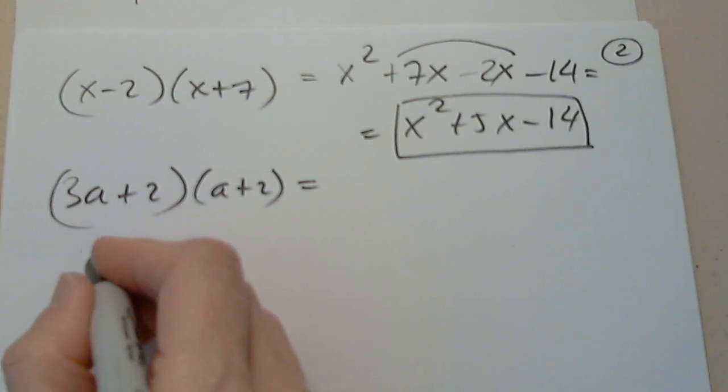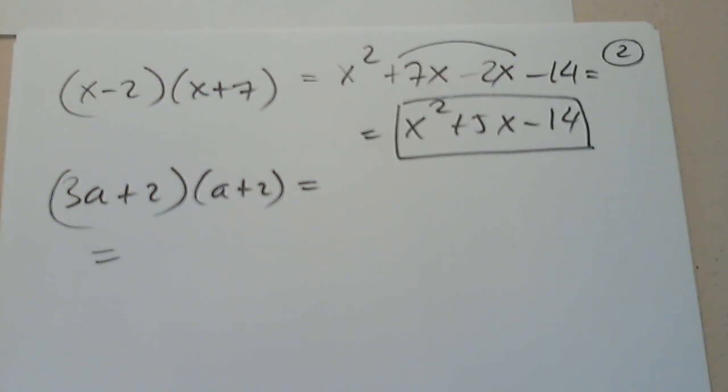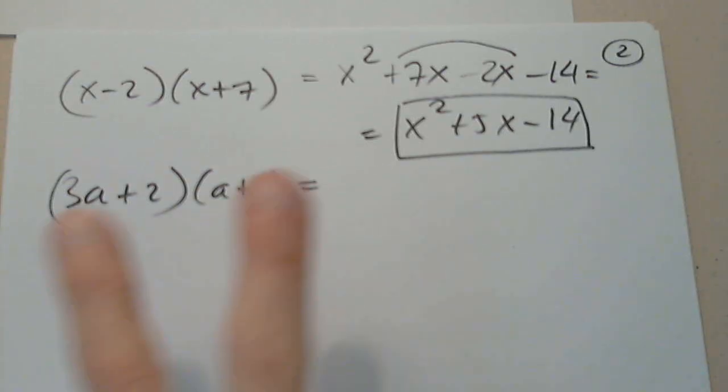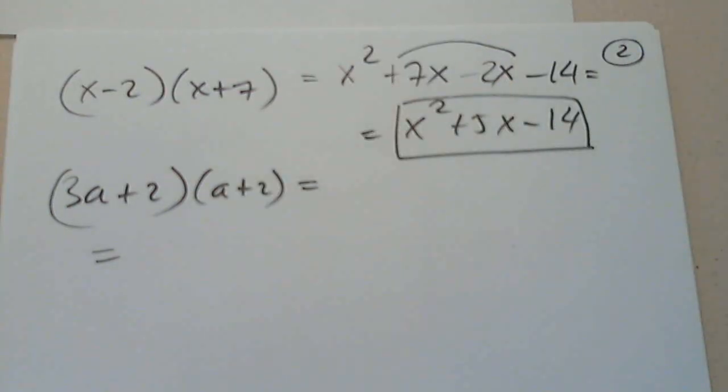Can anyone get us started on the second one, please? Question for them. Yes? You had the x squared, right? But how did you put the 7x before the 2x? It doesn't matter. 7x minus 2x is the same as negative 2x plus 7x. We studied that at the very beginning of the class. Addition is commutative and associative.